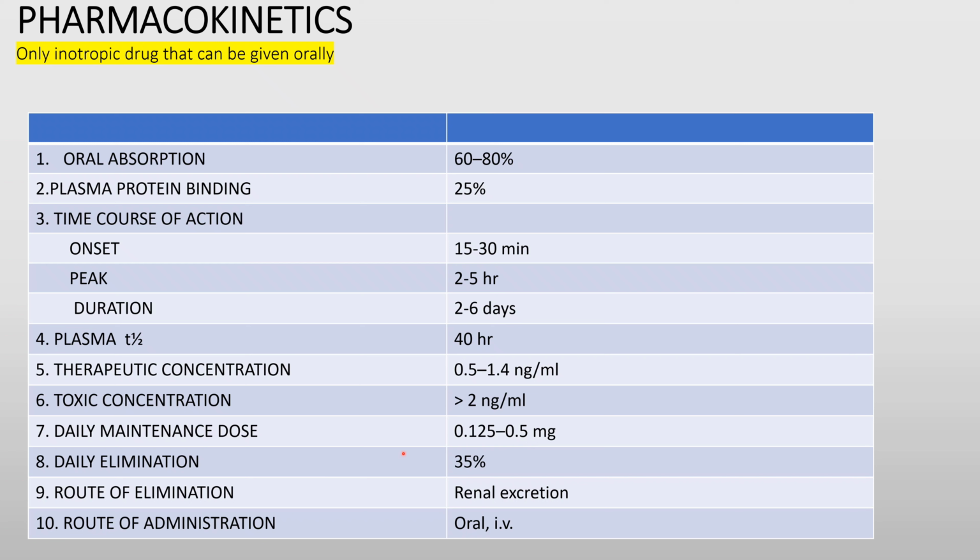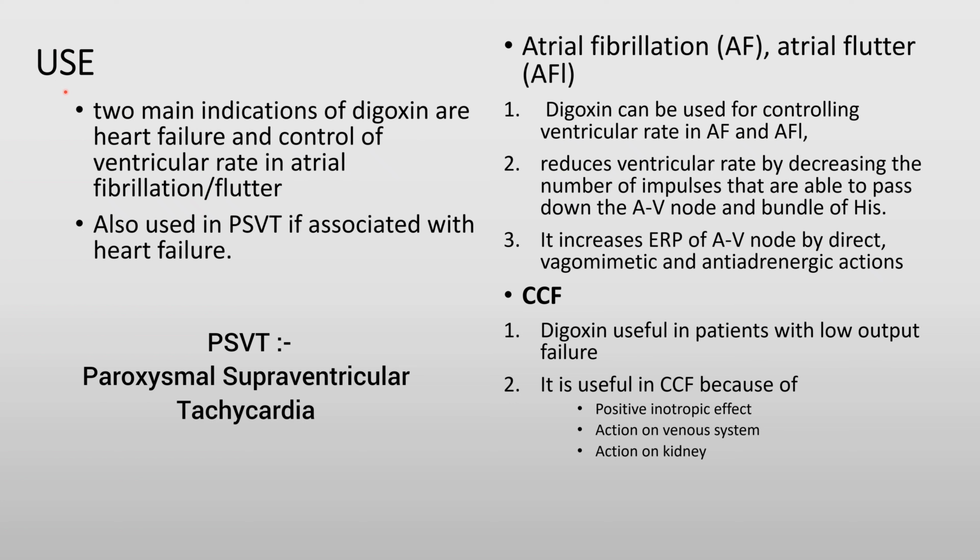Daily elimination is 35%. It is eliminated mostly by the renal route. Route of administration is oral or IV. Uses of digoxin. Two main indications of digoxin are heart failure and control of ventricular rate in atrial fibrillation or flutter. Also used in PSVT if associated with heart failure.